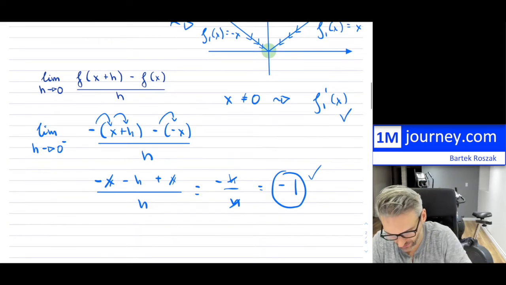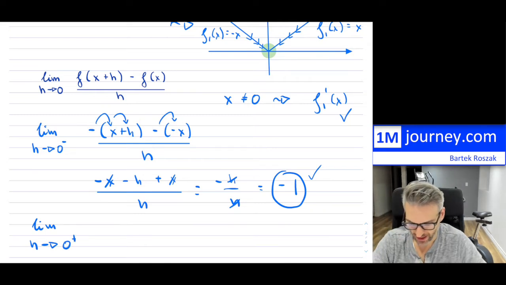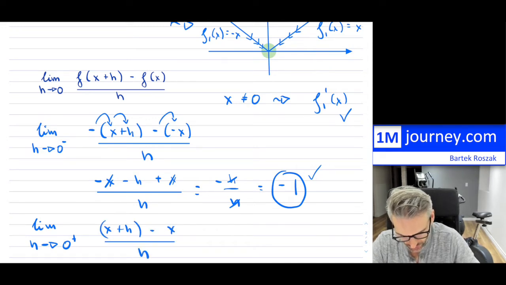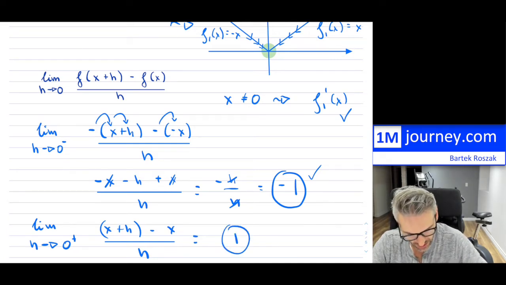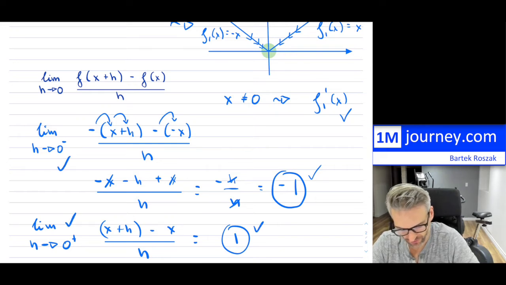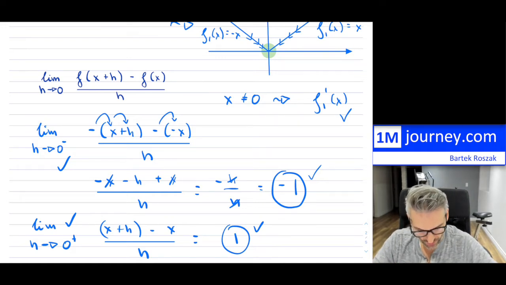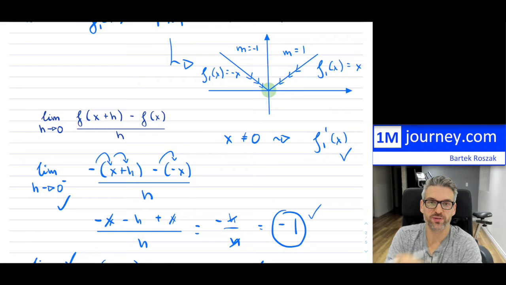Now, if I did the same thing, and I would encourage you to try it, as h approaches from the right-hand side, this would have been x plus h minus x all over h, and if you do the manipulation, you'll notice that I'm going to get 1. So notice the limit from the left and the limit from the right are not equal to each other. So there's an abrupt change. It's almost like there's a cusp right there at that 0. So this function is actually not differentiable at 0.